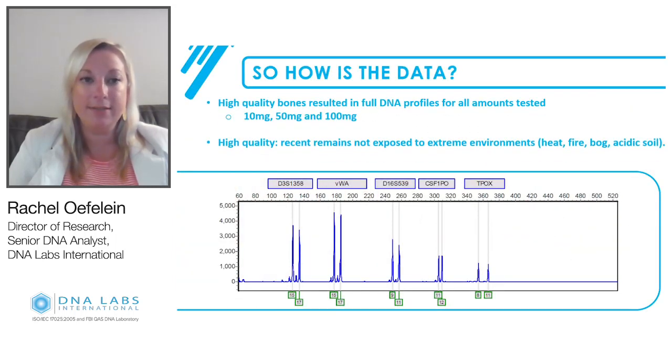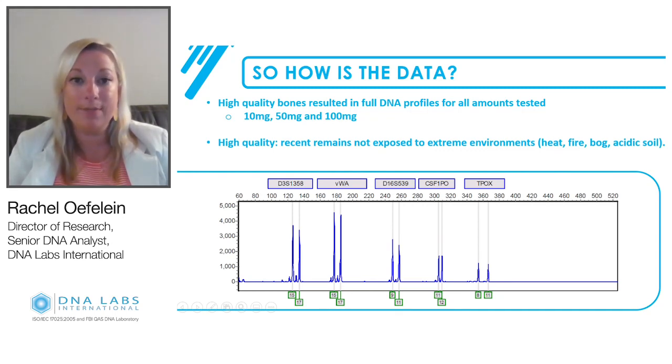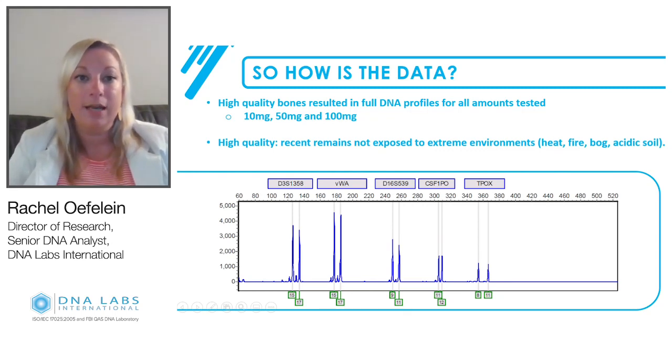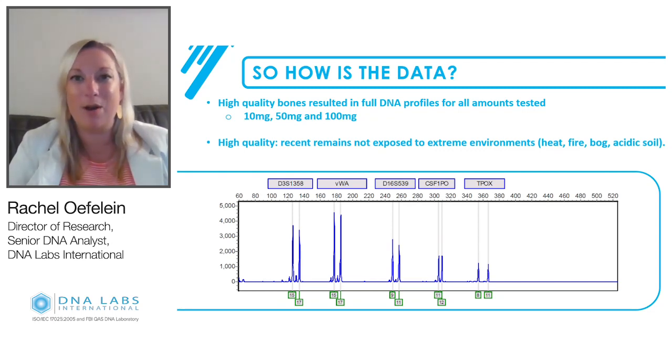So how is the data? Here we have high quality bones resulting in full DNA profiles from all amounts tested. So again, that was 10 milligrams, 50 milligrams, and 100 milligrams. By high quality, I'd say this is probably the most common question I get from people when I talk about our rapid skeletal remains protocol.